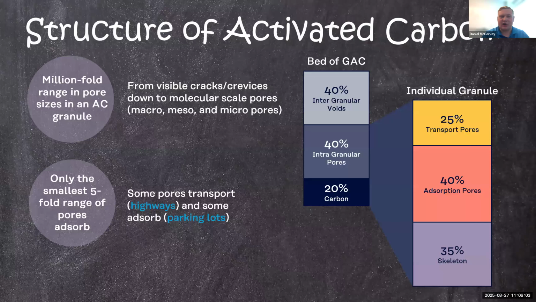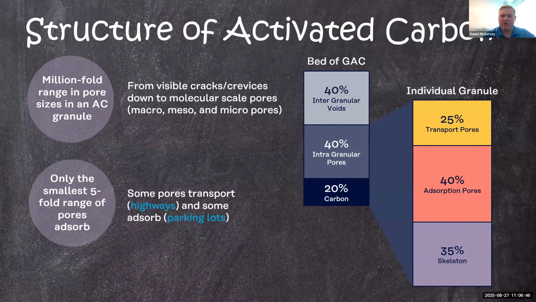There's also some differences in structures of activated carbon, either between carbon types or even between potential sizes of carbons. There's really a million-fold range in pore sizes in an activated carbon granule. This can be from even visible cracks and crevices down to the actual molecular scale pores, where we think about macropores, mesopores, and micropores. And really only the smallest five-fold range of pores are actually absorbing and removing those contaminants from the water. Inside an individual granule, there are really two main types of those smallest pores, and that's transport pores and adsorption pores.